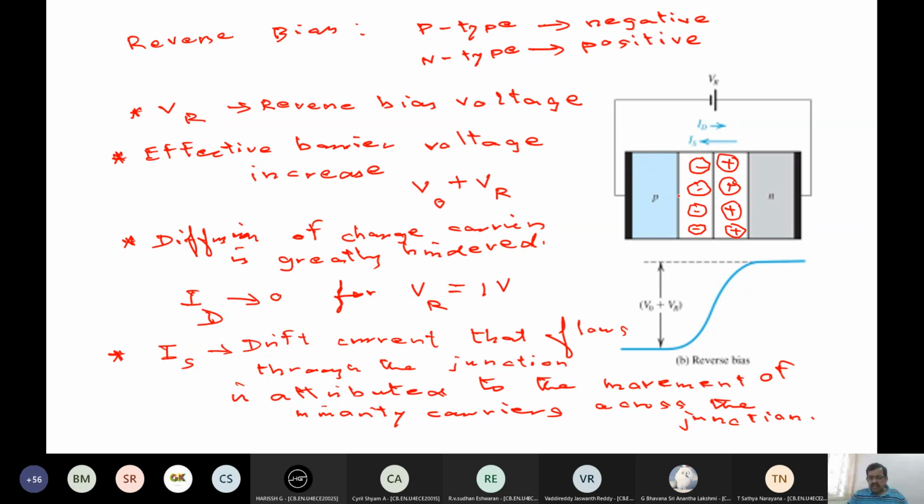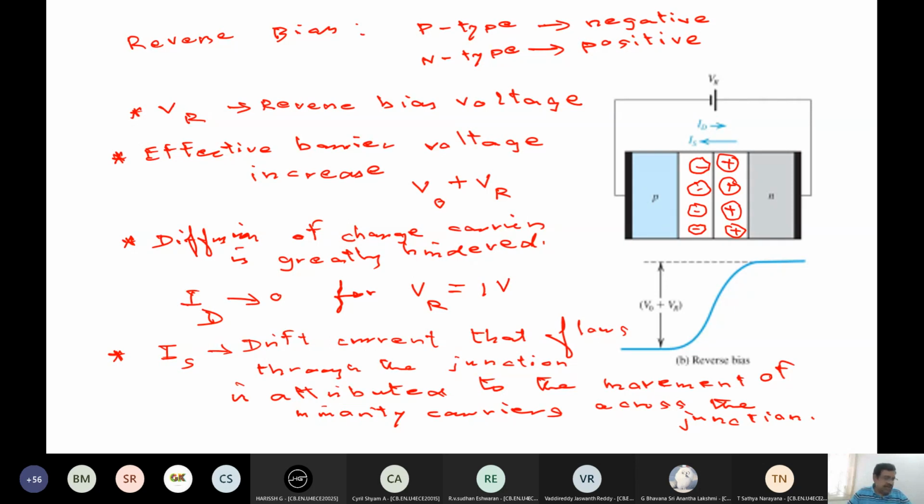The electrons and the holes in the P will actually be repelled by this way of connection under reverse bias. Therefore, the barrier width has to increase. It will uncover a lot of acceptor ions on the P side and a lot of positively charged donor ions on the N side.